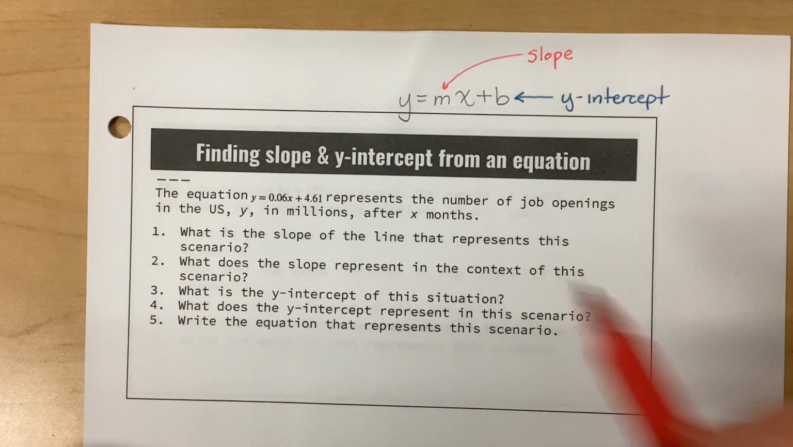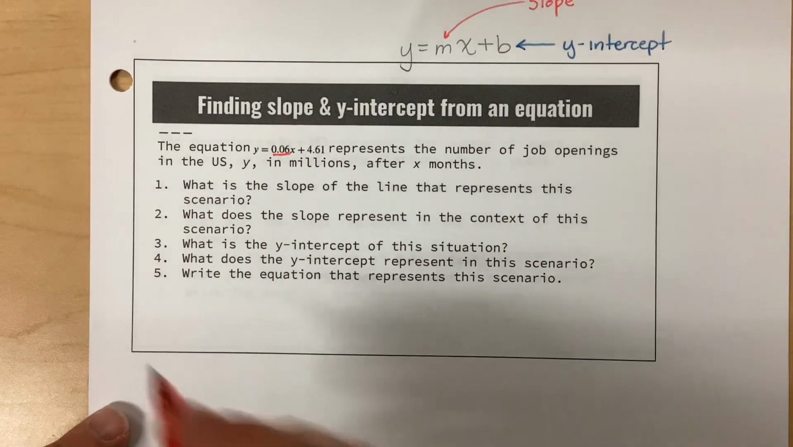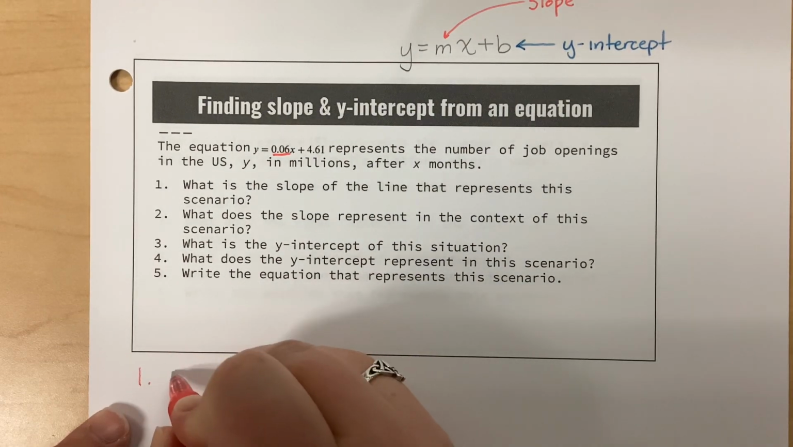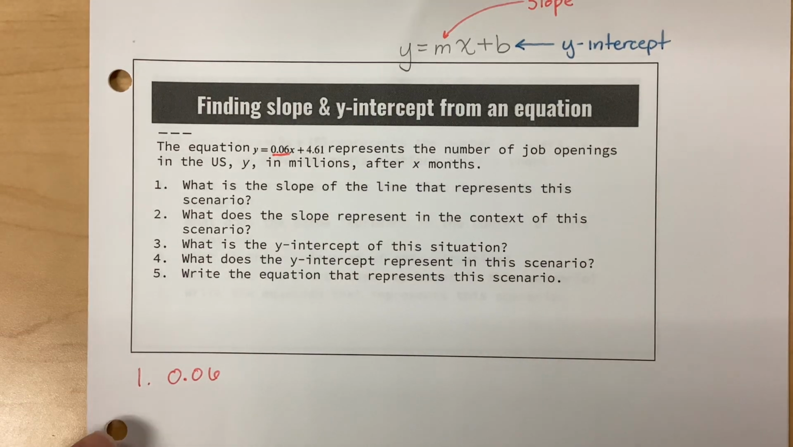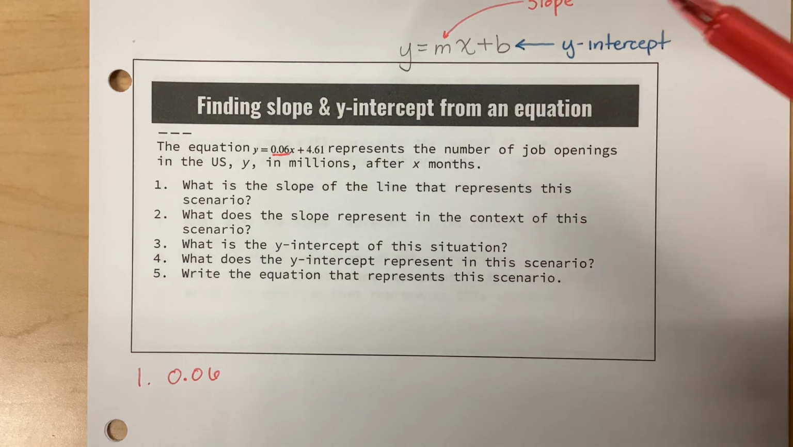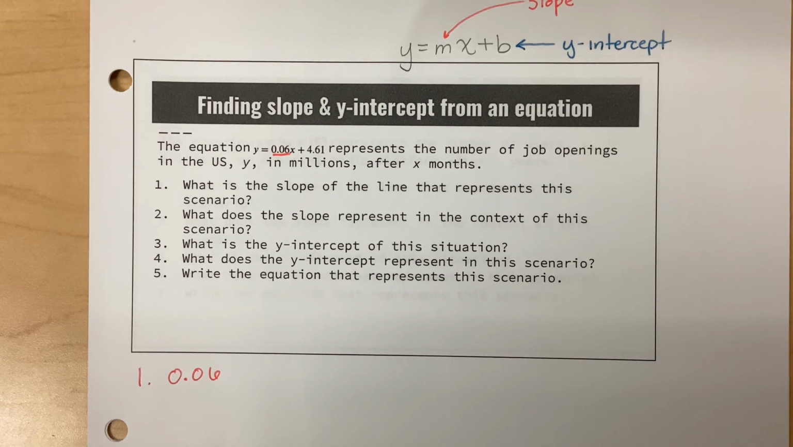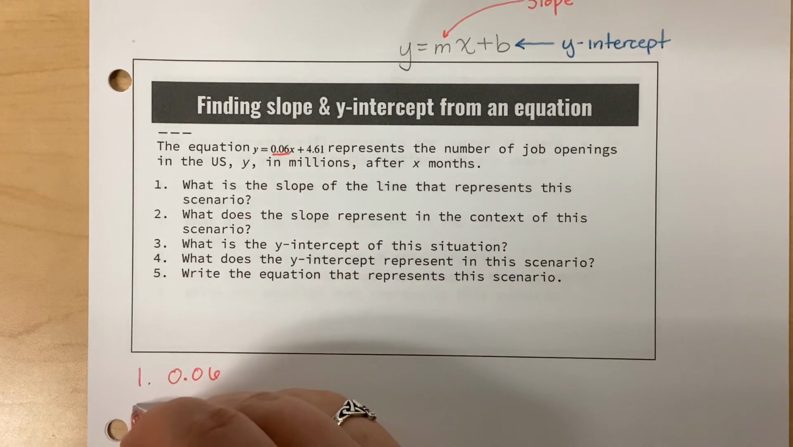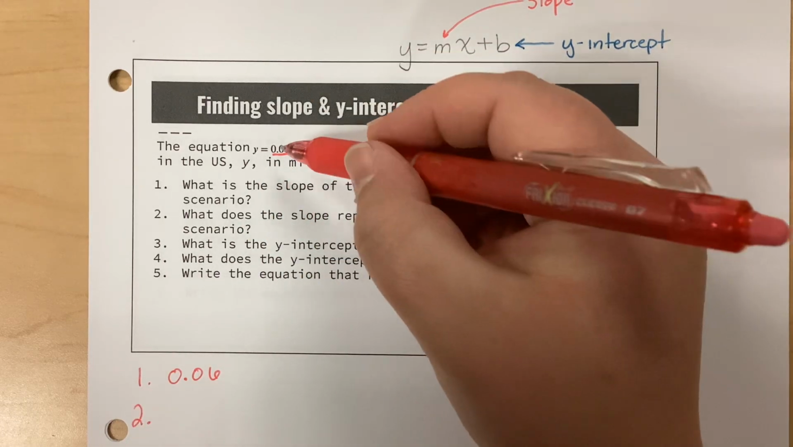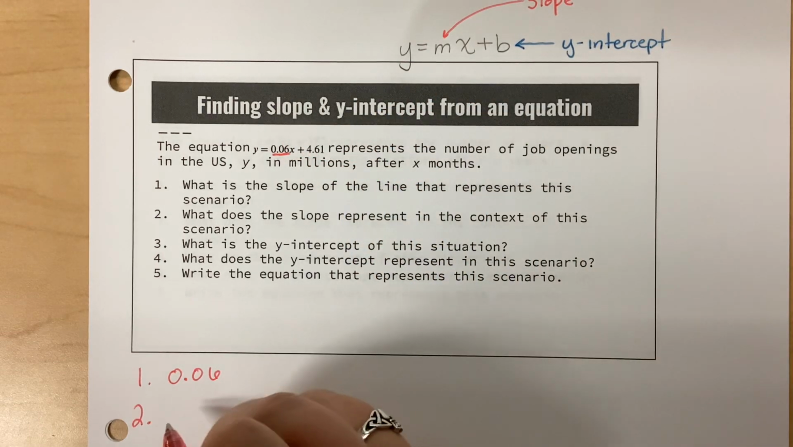So if I'm going to find the slope from the equation that I'm given, it's that coefficient of x, the number in front of x. So that means my slope is 0.06. And then we also want to know what the slope represents in the context of this scenario. So remember that x is the number of months and y is the number of job openings in the United States. So what's happening here is the number of job openings is increasing by 0.06 million people per month.